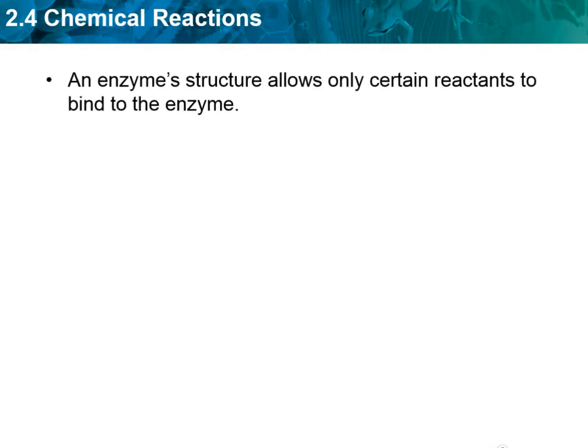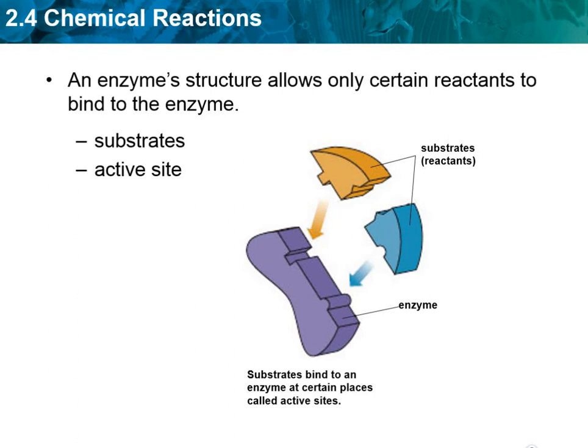An enzyme's structure allows for only certain reactants to bind to the enzyme. So those reactants, you've got their substrates, and you've got the active site. So, you can see up here the substrates, and then here's the enzyme, and they're going to end up catching there, and that is going to be the active site.